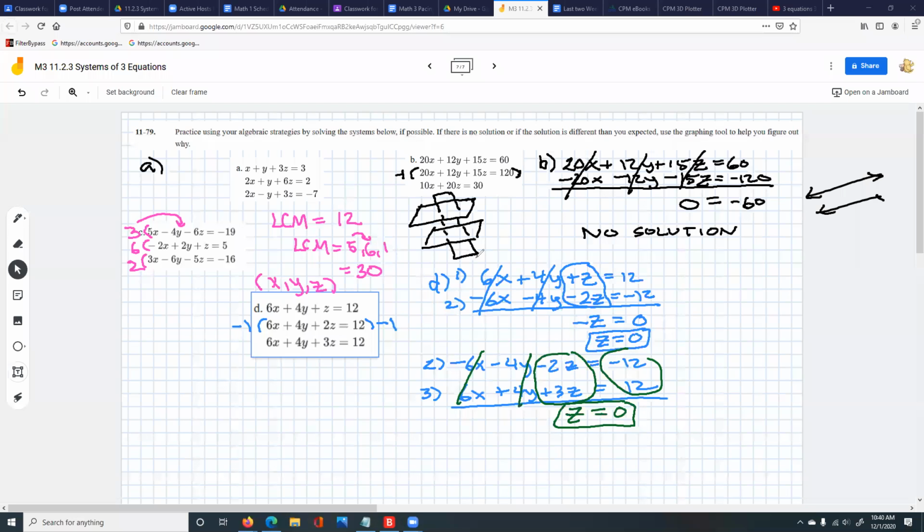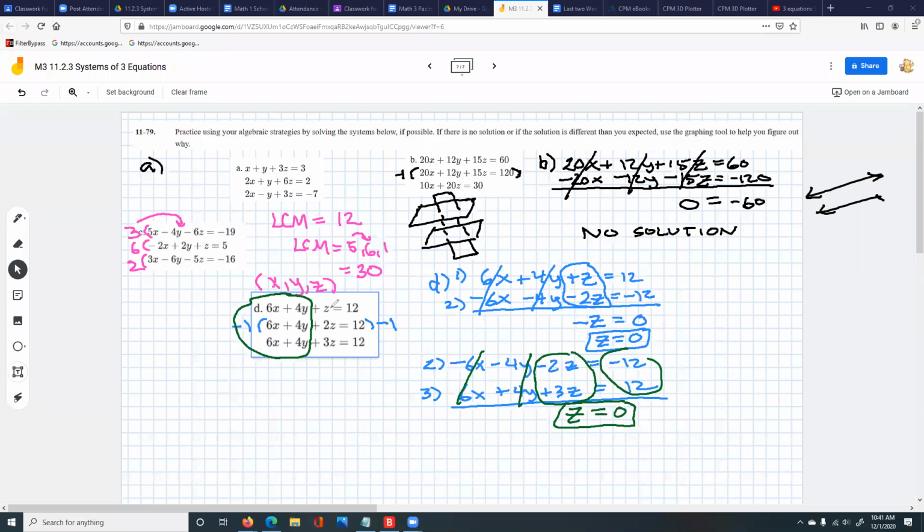Now, if I plug in 0, but can I solve for x and y? Can I ever solve for x and y, or are they always going to cancel out? They're always going to cancel out because they have the same variable. But there is a solution for z.